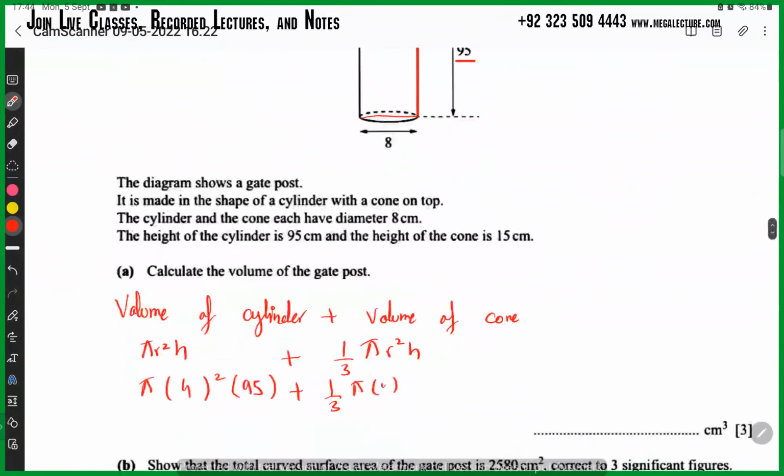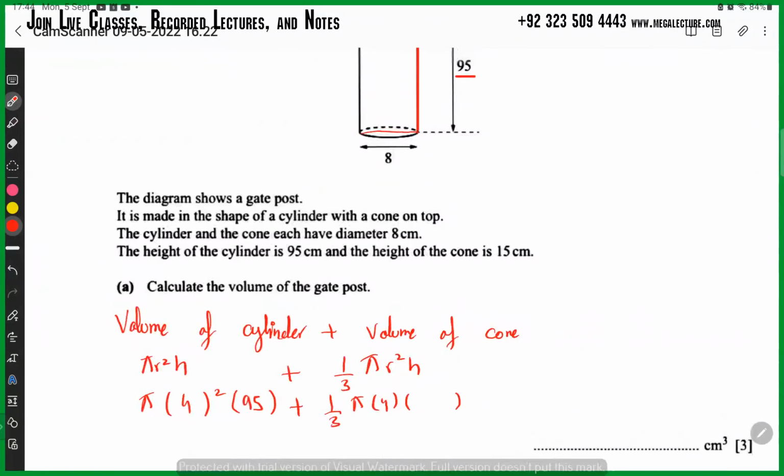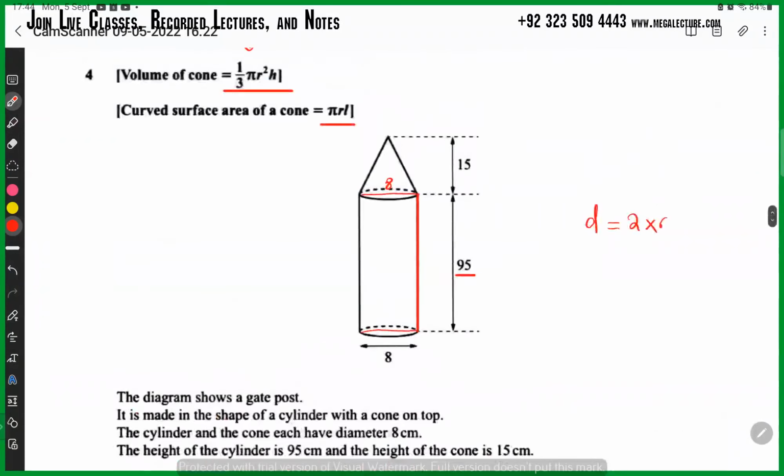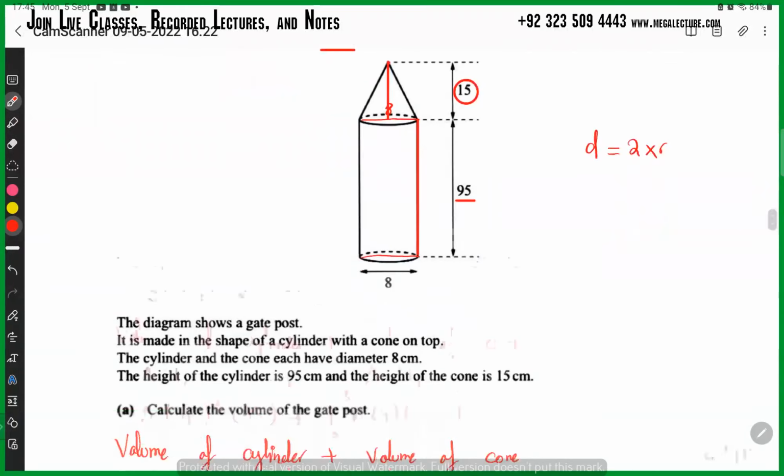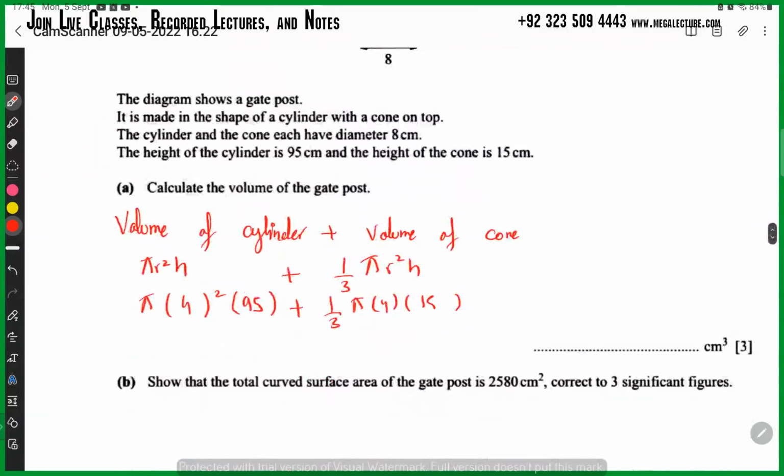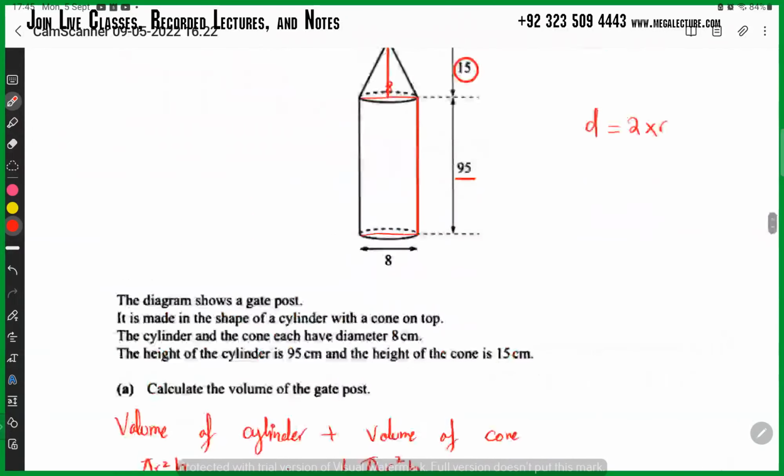That's 4. Okay. And Abdullah, can you tell me the height of the cone? Or anyone else, what is the height of the cone? Height is starting from this point and it's ending at this point. So what is the height? It's given. It's 15. Okay, very good.